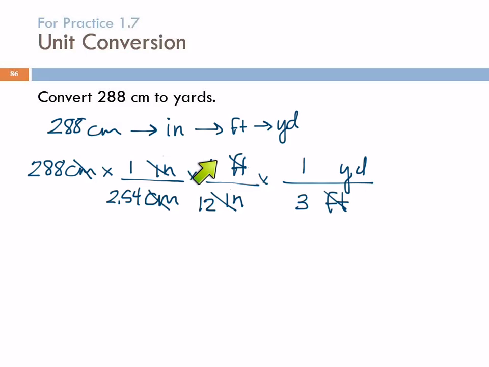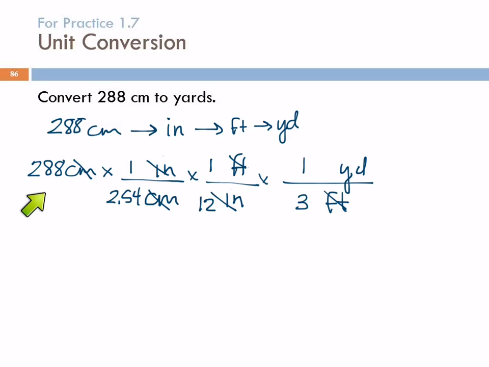Now, if we put the 12 on top and had 1 on the bottom, we'd have 12 feet equals 1 inch. Is that true? No, it's ridiculous, isn't it? 12 feet is a really, really long distance. It's more than 1 inch. You have to get the unit with its number.